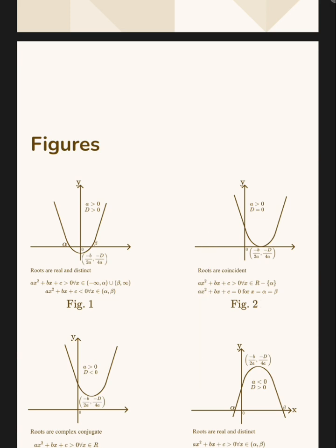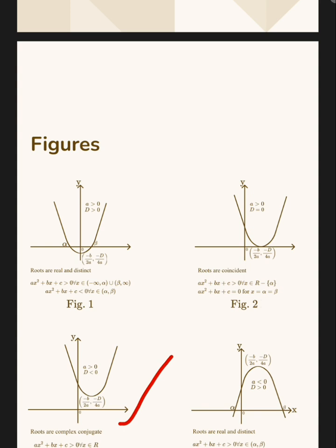Now the third case, if D is less than 0, then we will obtain the graph like figure number 3. In this case, if D is less than 0, the graph will not touch or intersect the x-axis, and the roots will be imaginary roots, or we can say the roots are complex conjugates. So we have done this for the cases when a is greater than 0.